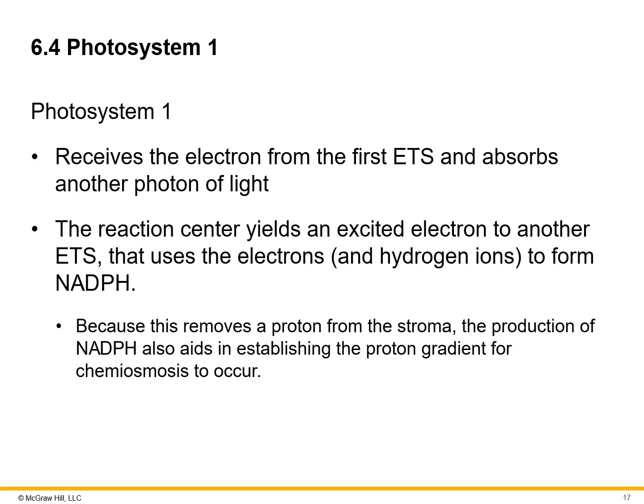Now, photosystem 1 is a little bit different. It still receives electrons, but instead of coming from water, they're coming from photosystem 2, from that first electron transport system. Its reaction center is also going to release excited electrons after photons are absorbed, but those electrons and the hydrogen ions, instead of making ATP, are going to be used to make NADPH. This is because this removes that proton from the stroma and helps in setting up that proton gradient that allows that first electron transport to set up chemiosmosis.